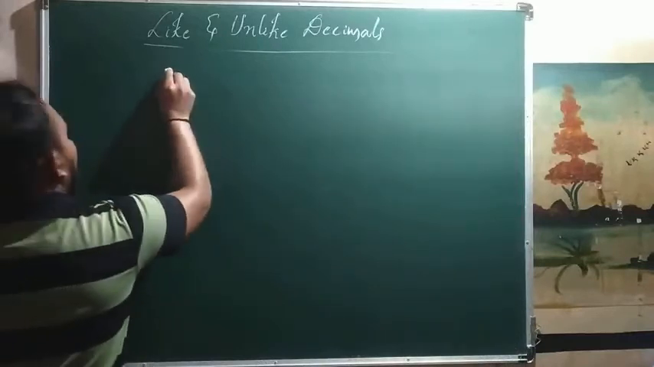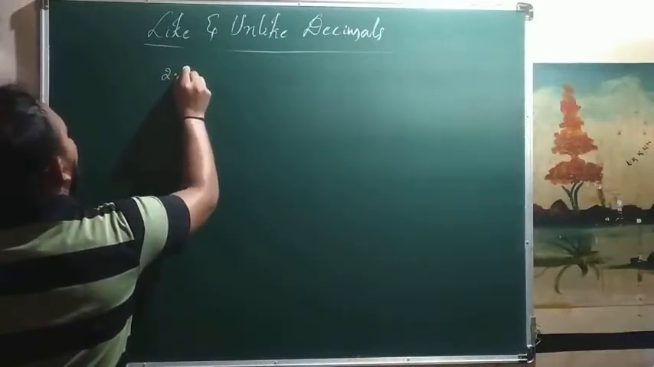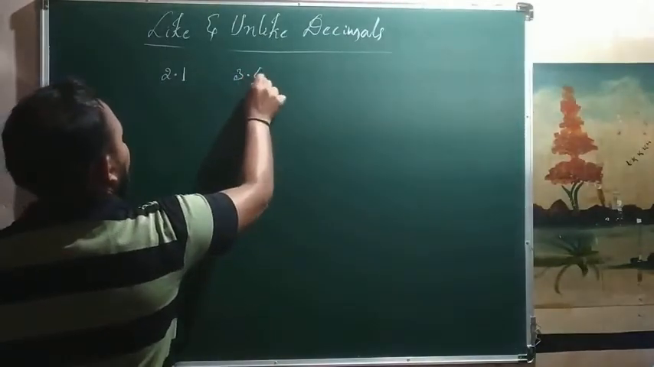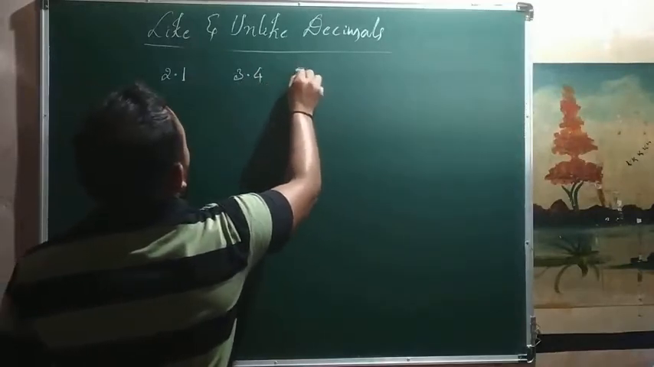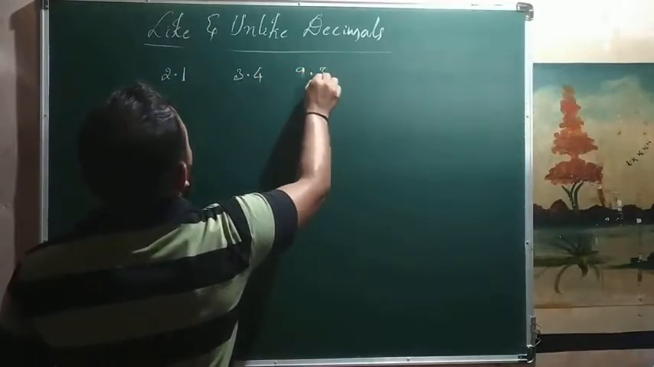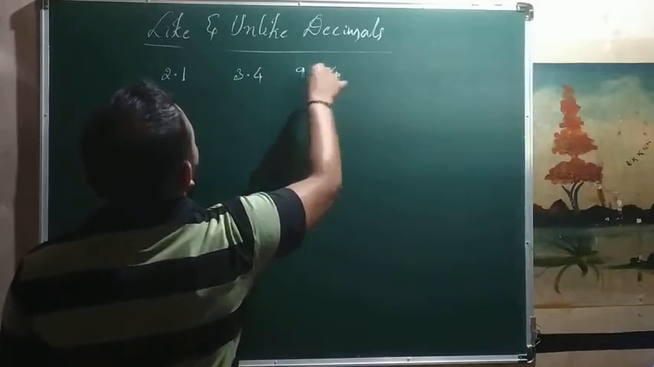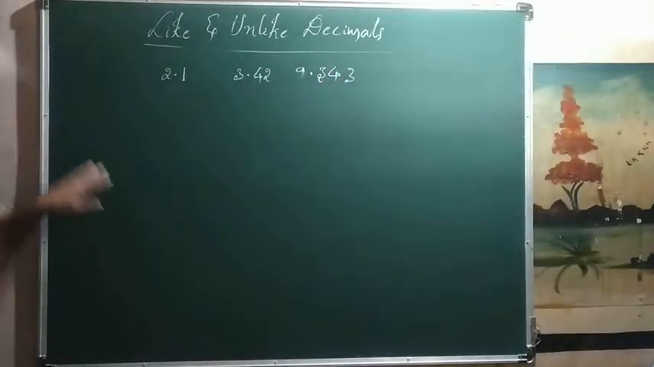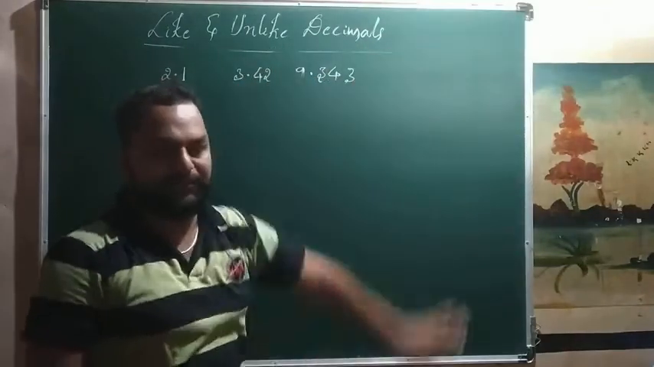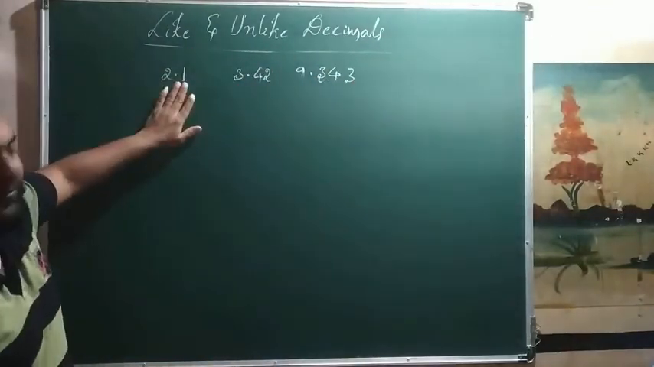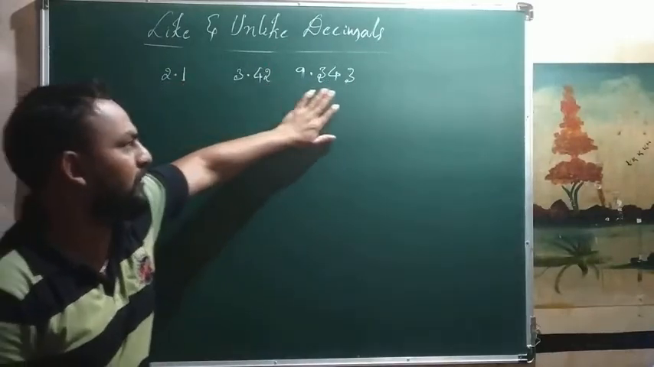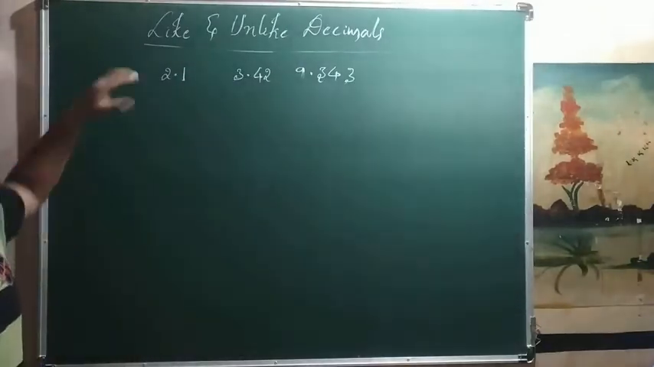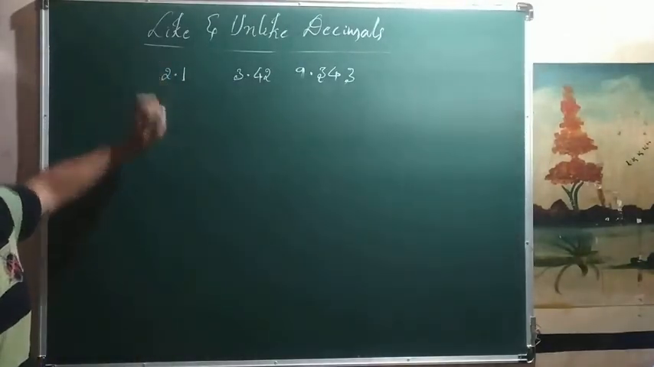Here, 2.1, 3.4 and 9.343. These are all unlike decimals. Here the number of places is 1, here 2, here 3 decimal places. So how do we convert unlike decimals to like decimals?